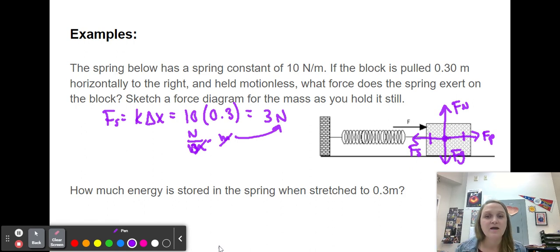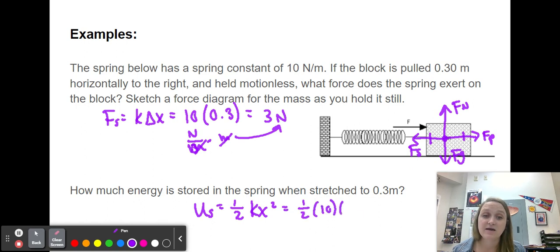That should be review. Now we want to know how much energy is stored in the spring when it's stretched to 0.3 meters. So we just on the last slide determined that the spring energy is going to be 1/2 kx squared. So I'm going to say 1/2 times my k, which is 10, and my x is 0.3 squared. I've got to plug in some numbers because I didn't do this one beforehand: 0.5 times 10 times 0.3 squared.